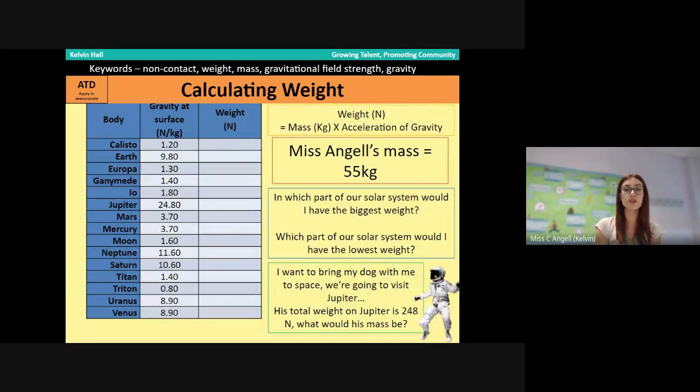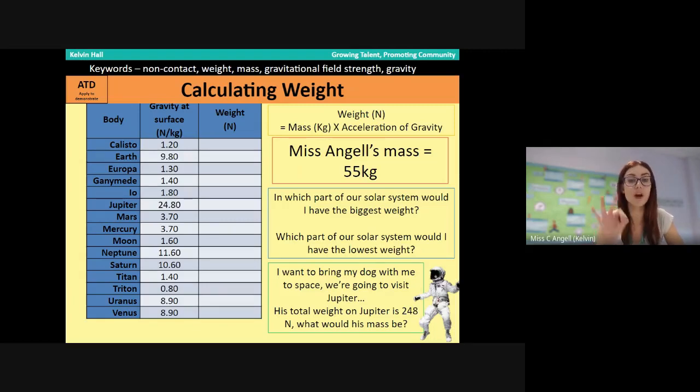Now we've done this nice introduction, we're going to go back to lined paper. And I'm going to set you guys a challenge. I want to know how much I would weigh on different parts of our solar system. So there's a collection of stars and planets and moons on the screen now. We're going to use the calculation. Weight is mass times acceleration of gravity. Now, my mass is always 55 kilograms. So I would like you to calculate how much I would weigh on all these different places.